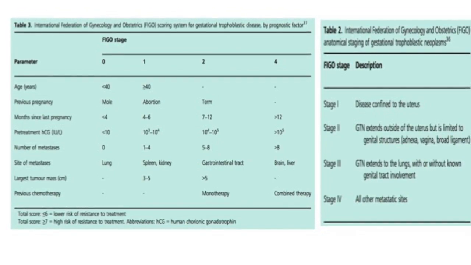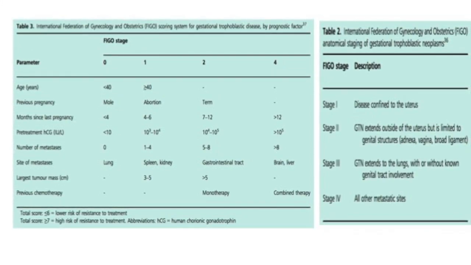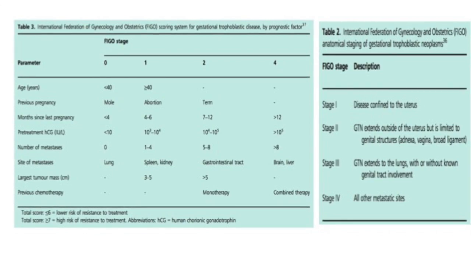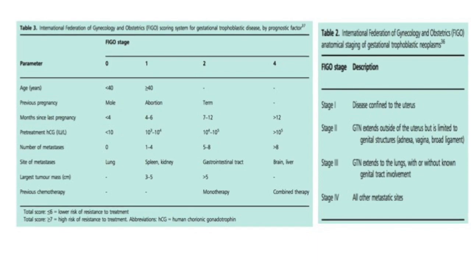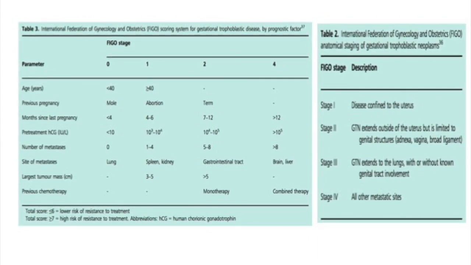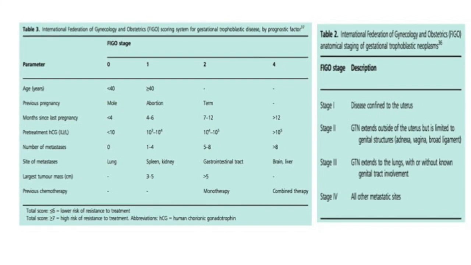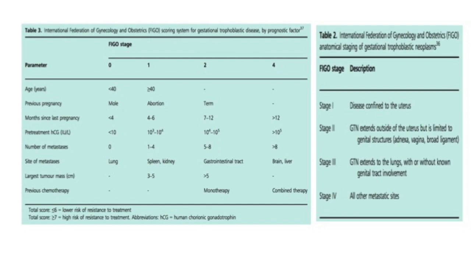Okay, the next green box is the FIGO anatomical staging of gestational trophoblastic neoplasia. Stage 1 is disease confined to the uterus. Stage 2 is gestational trophoblastic neoplasia that extends outside of the uterus but is limited to genital structures, including adnexa, vagina, and broad ligament. Stage 3 is gestational trophoblastic neoplasia that extends into the lungs with or without known genital tract involvement, and stage 4 is all of the other metastatic sites.